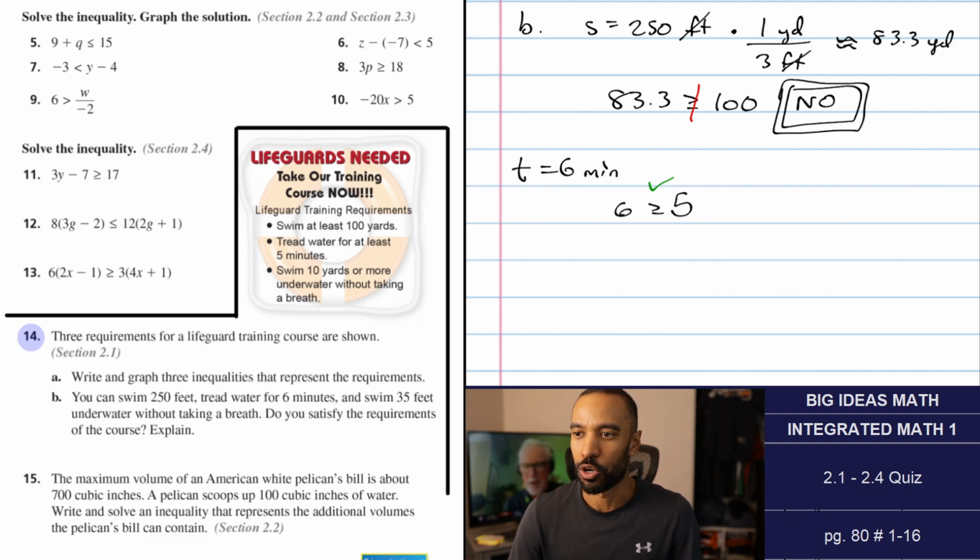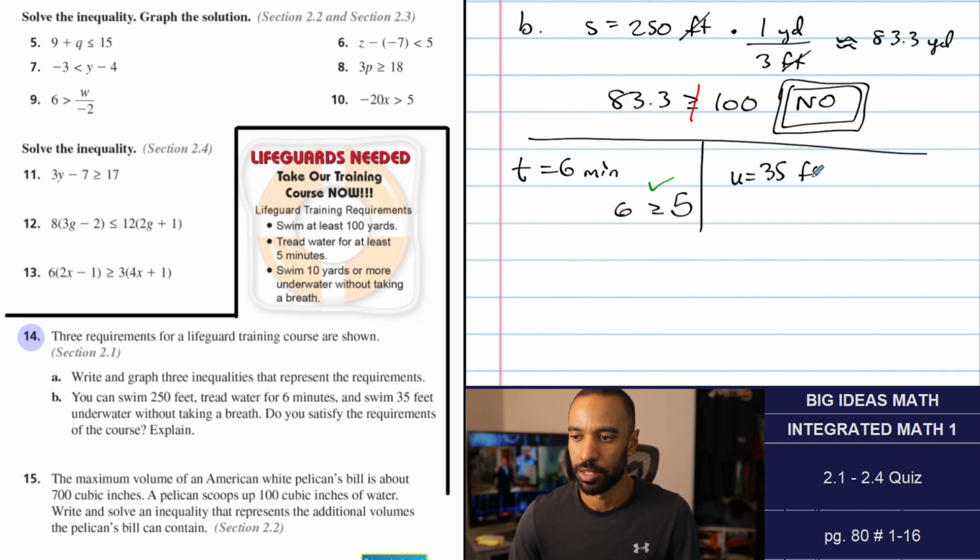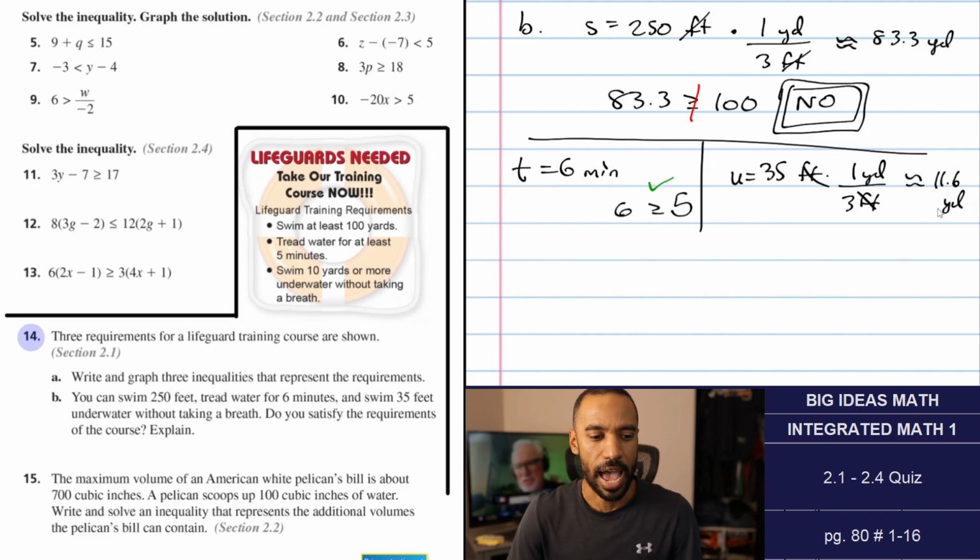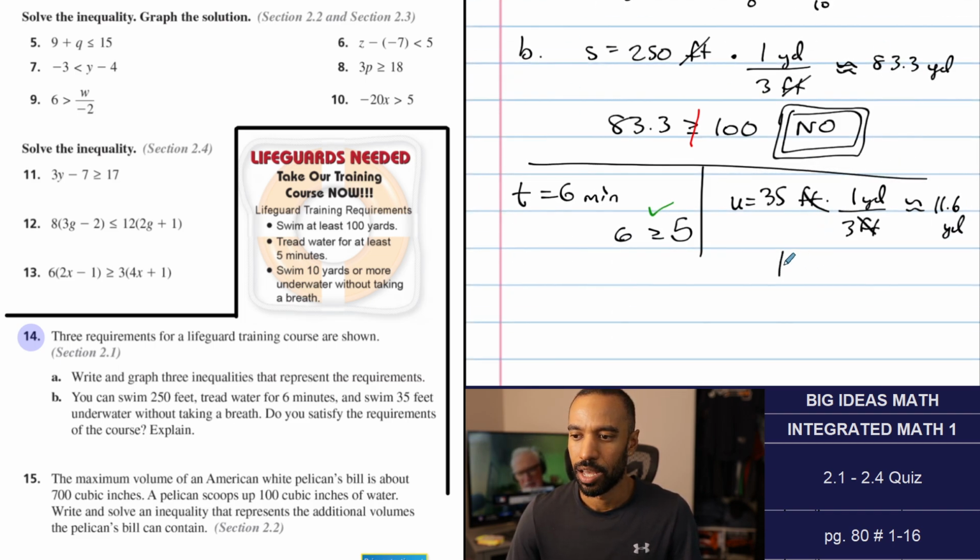Swim 35 feet underwater without taking a breath. Now 35 feet, that was U. U equals 35 feet, which is 1 yard every 3 feet. That means we divide 35 by 3. 35 divided by 3 is 11.6 repeating, so around 11.6 yards. We had to be greater than or equal to 10. 11.6 is greater than or equal to 10. That one checks out as well. But the answer is still a resounding no.